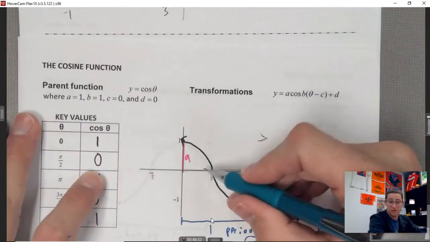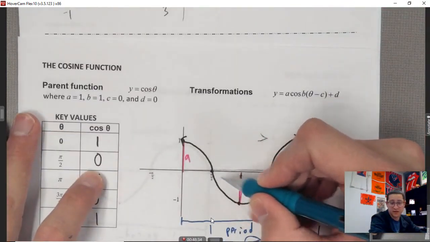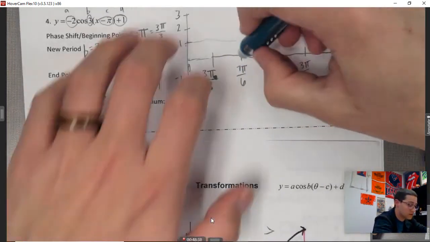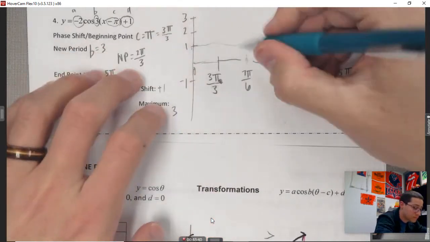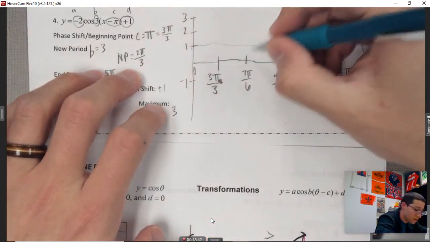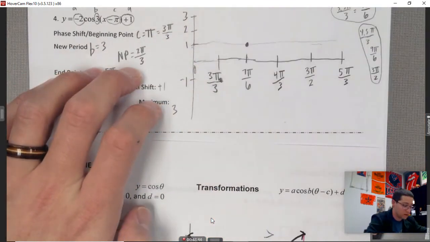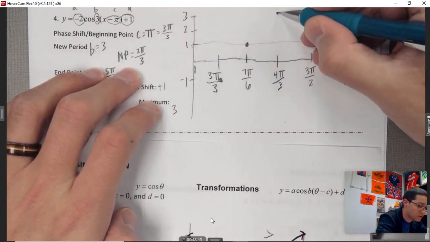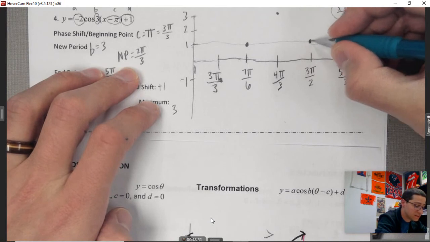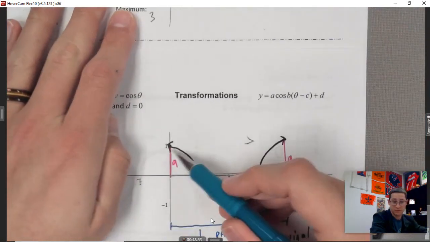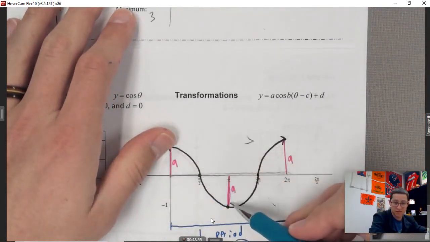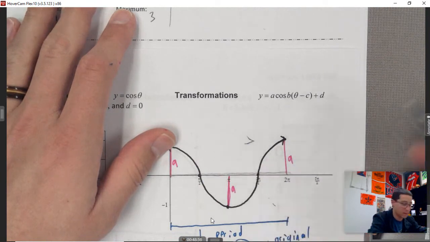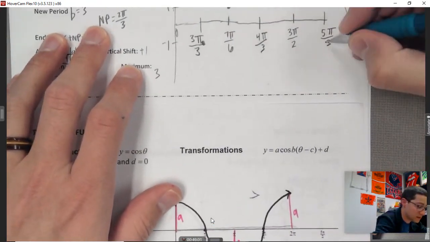Okay, and then for cosine, back down to the baseline. Nope, that's not my baseline. Got to remember your baseline is here. Okay, and then up to the top part of the amplitude, and then down back to the baseline, right? Amplitude, baseline, back down, back to the baseline, and then up again. So it's going to be here.